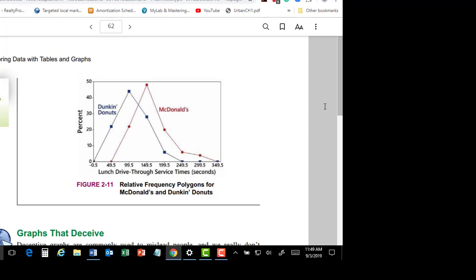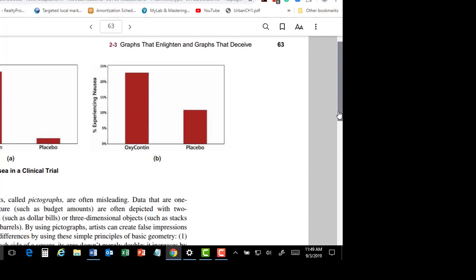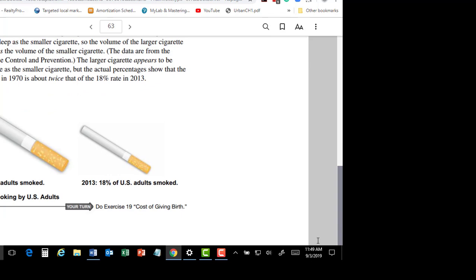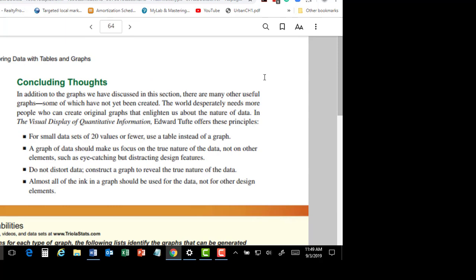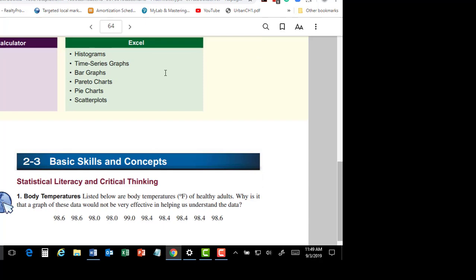Graphs that enlighten and deceive. So let's see if I can show you one. Well, you can see how just the size of the thing can mess you up. Like concluding thoughts. Okay, so that's that. I'll leave you at that. Now, we're going to go over to chapter 3.